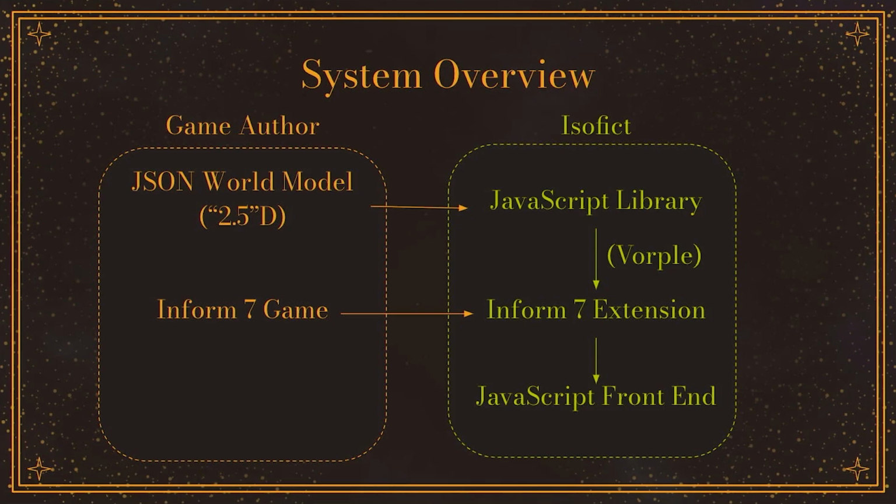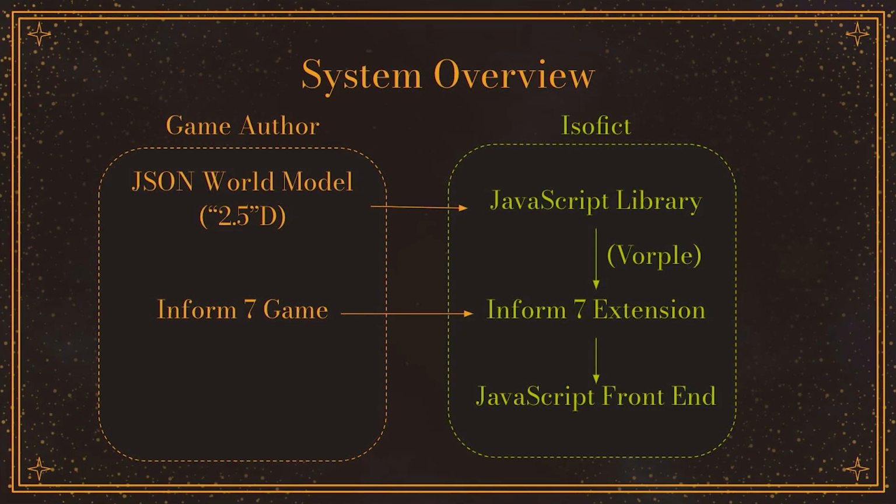Isofict provides a JavaScript library that handles the 2D visibility because Inform 7 is not well designed for that kind of calculation, as well as an Inform 7 extension that provides functions that an author can call from their game without having to interact with the JavaScript directly.